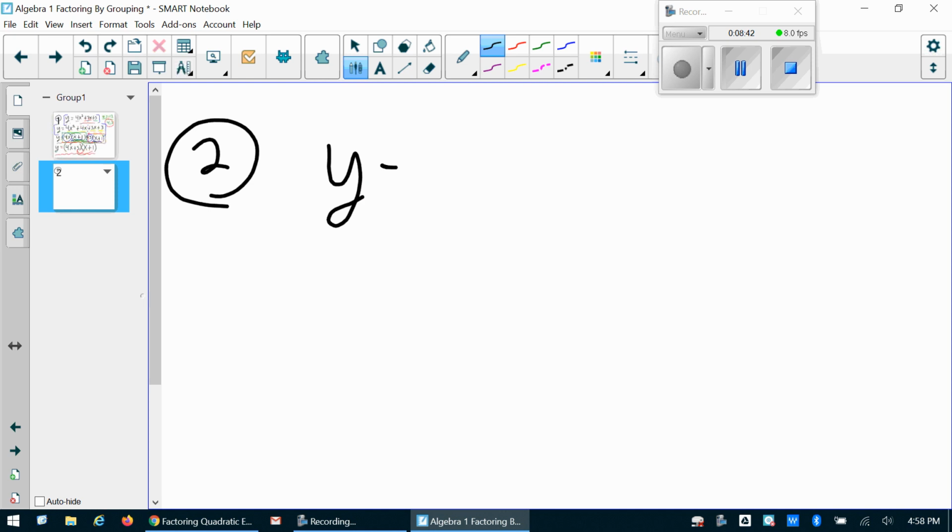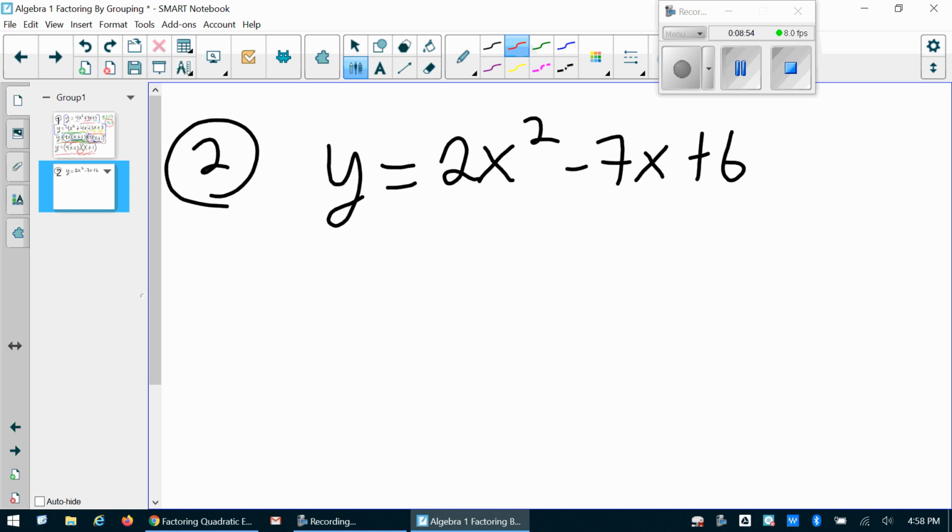y equals 2x squared minus 7x plus 6. Step 1, try to pull out a greatest common factor. I start to try to divide by 2 because I see a 2 right there, but 2 does not go into 7 evenly, so I'm going to go ahead and multiply my two outside numbers. 2 times 6 is 12. I need the two numbers that multiply to give us 12, but add to give us negative 7. This might be a little bit tougher.